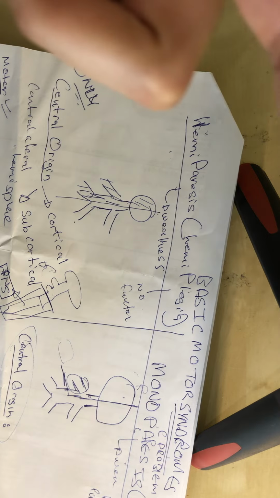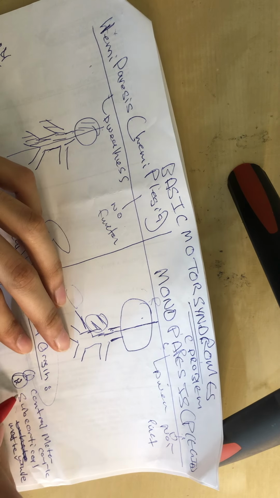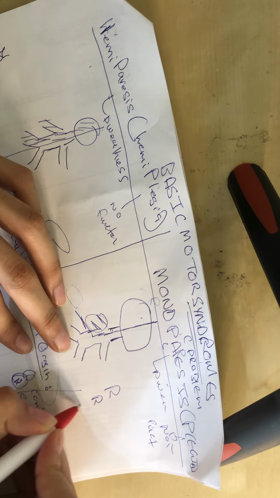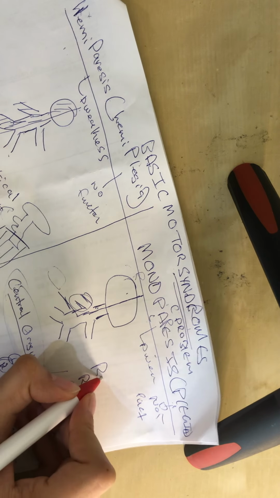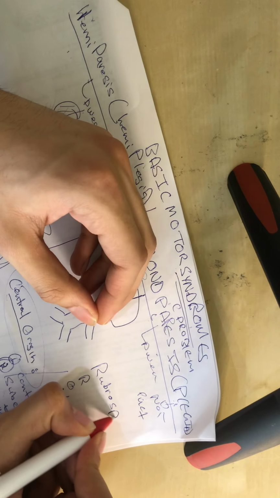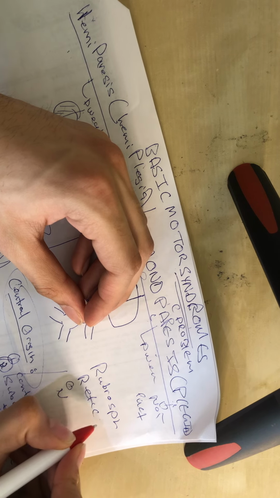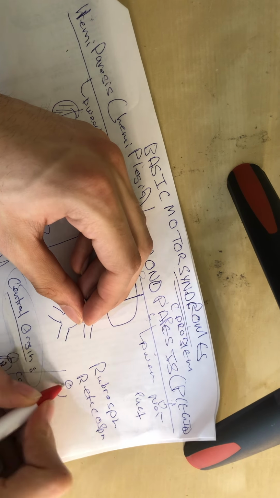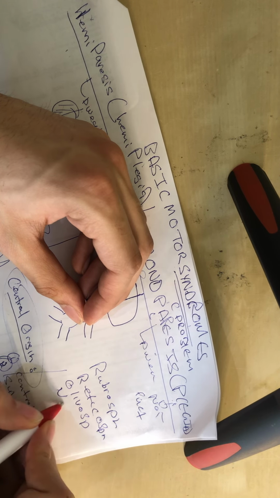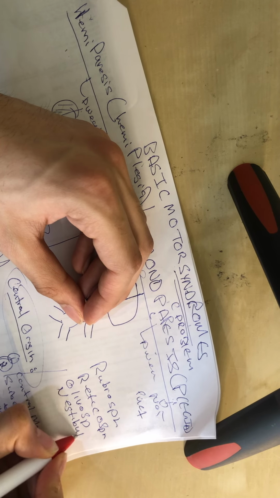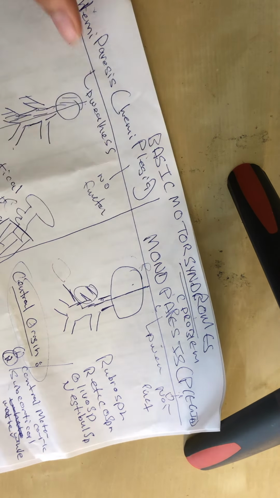But I would say to remember your subcortical tracts, I use the mnemonic ROV. ROV is going to be rubrospinal, reticulospinal, olivospinal, vestibulospinal. So these are going to be your four main tracts over here.